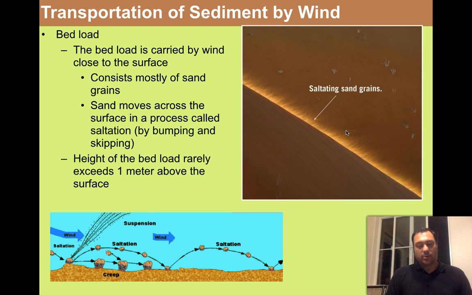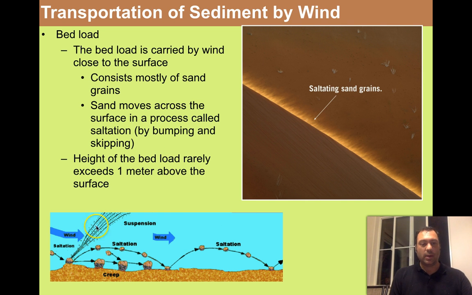How does it do this though, right? Well, it's actually not that different than what we were describing about water. So there's a bed load. We've talked about bed loads before with water. Again, if you have no recollection of our discussion of bed loads, go back and watch our video on surface water where we talk about these things. The bed load is carried by wind close to the surface. It consists mostly of sand grains, right? So here we see sand grains hopping along. Sand moves across the surface in a process called saltation by bumping and skipping.